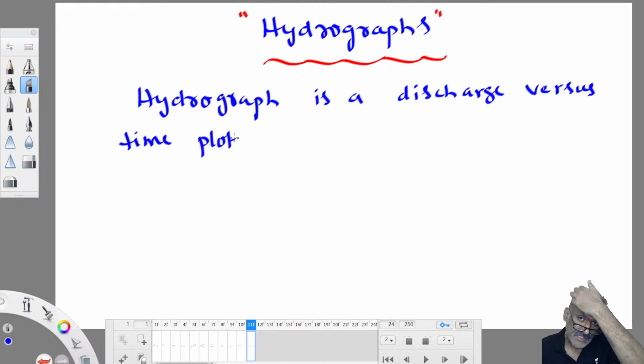What is discharge? Discharge versus time plot, and how is it linked to the runoff component? That's what you need to learn.